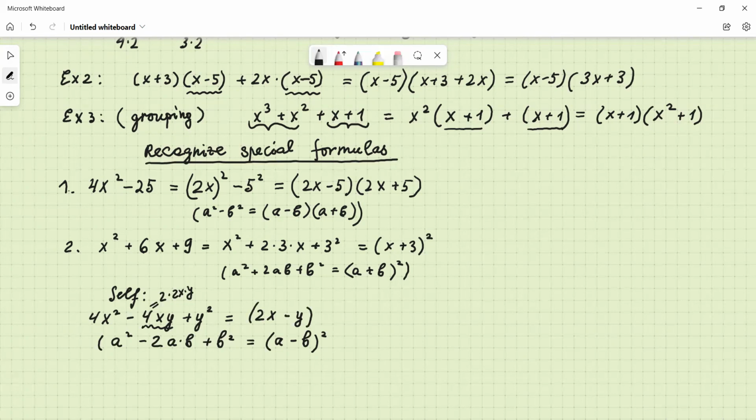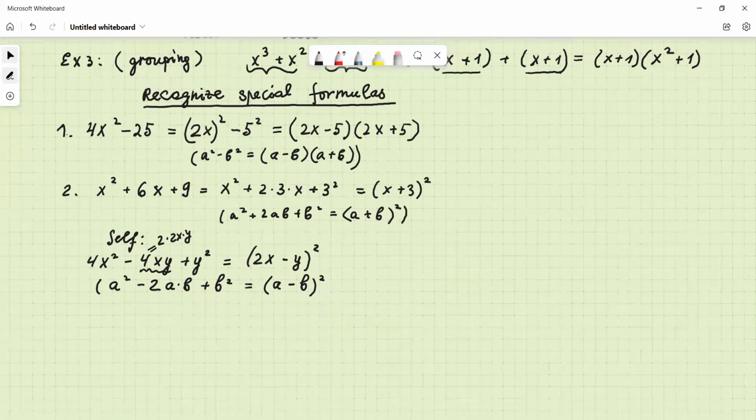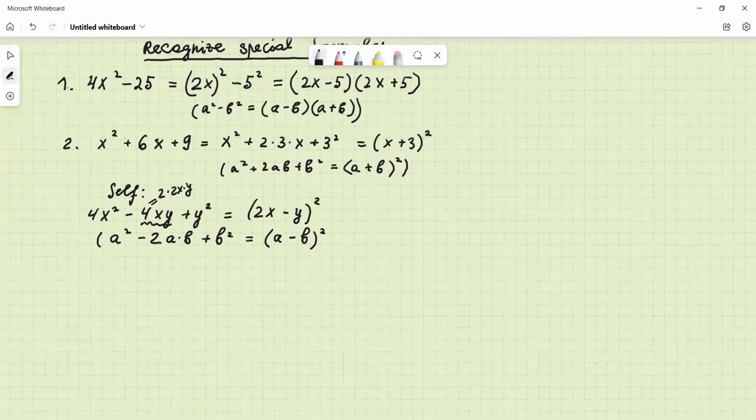Because the formula tells me that it's going to be the minus. And the result is 2x minus y squared. One more problem to work by yourself, and that's going to be it. Okay, I'm going to label this problem 1, and that's problem 2.